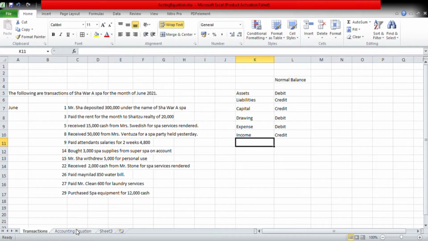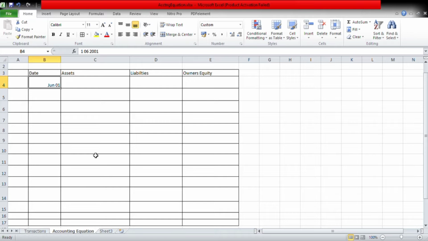Let's start. This is the accounting equation. We will write the date of the transaction, assets, liabilities, and owner's equity.